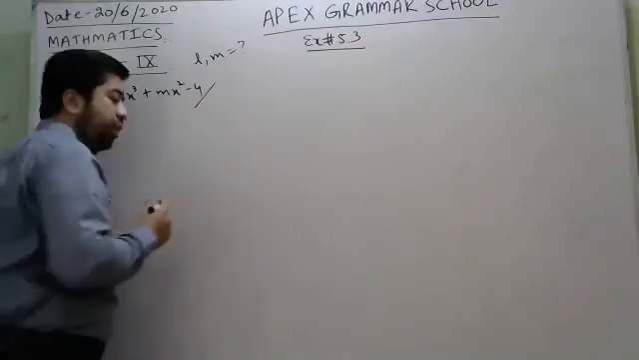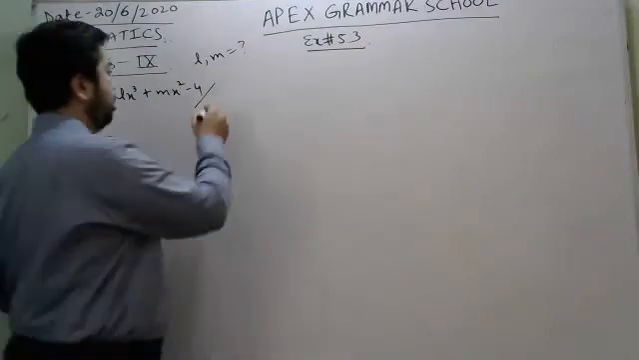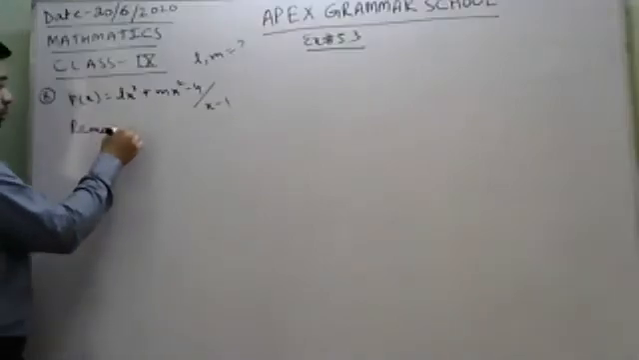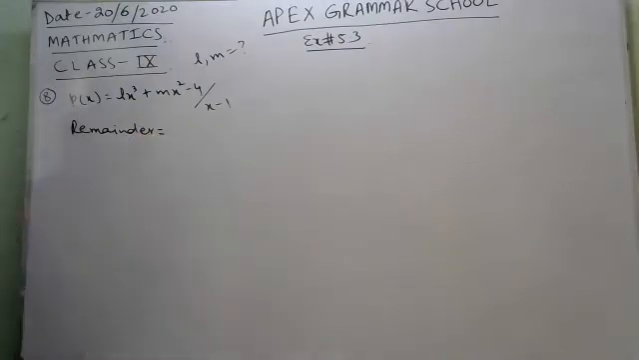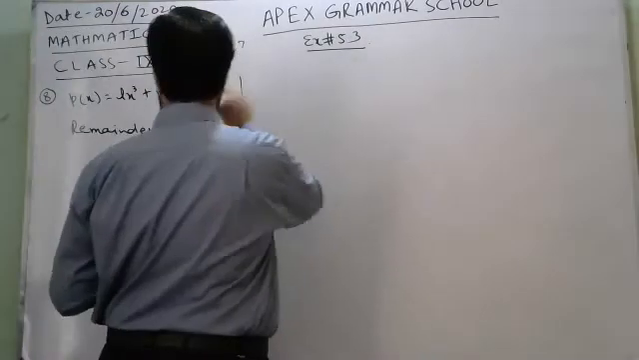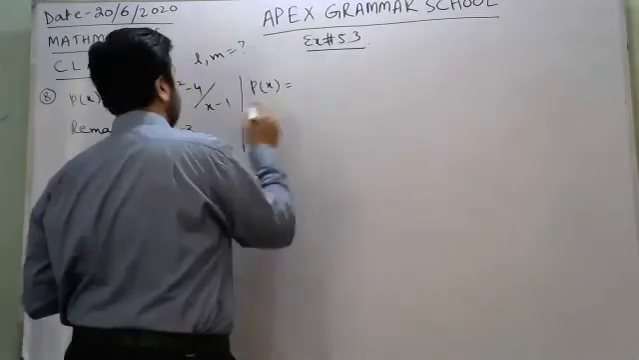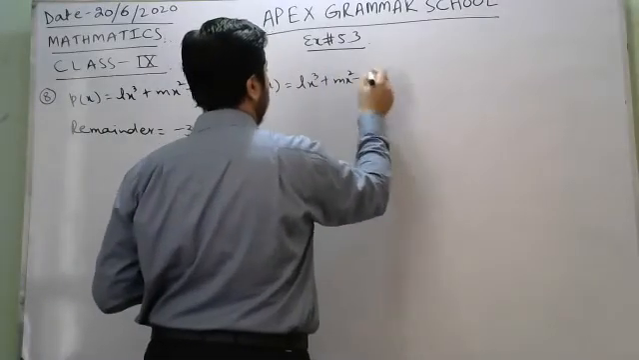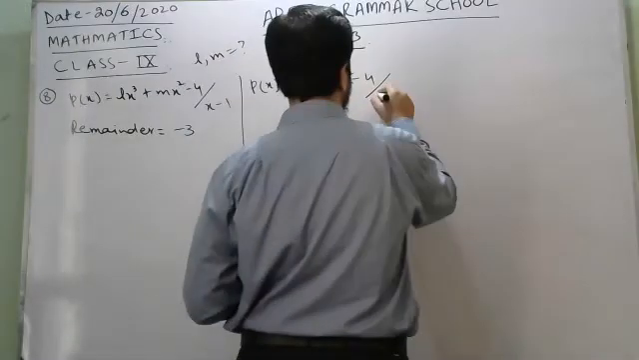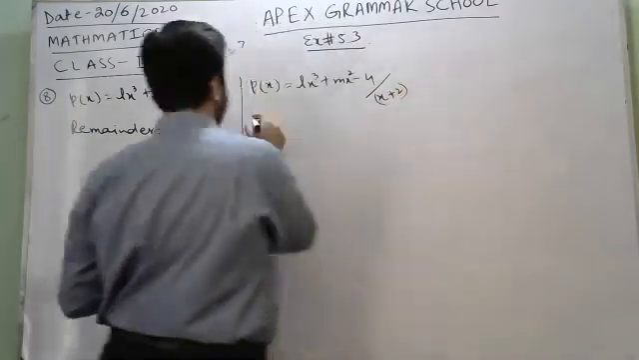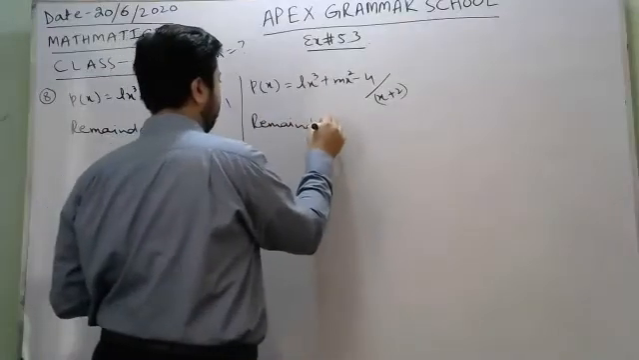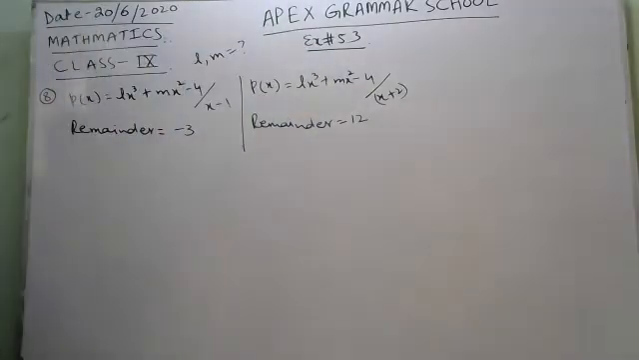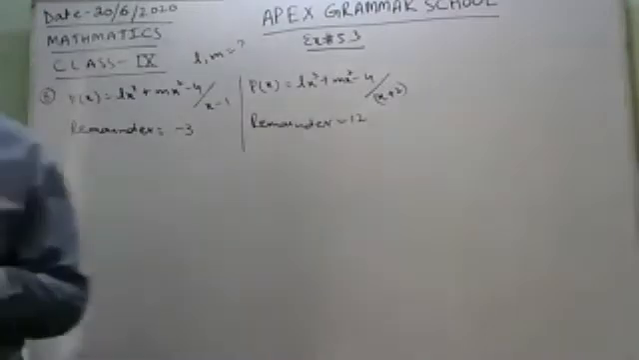This will be divided by the first divisor, that is x minus 1, and that makes the remainder, what will be the first remainder? Minus 3. And on the other side, again this polynomial, when it is divided by x plus 2, will give you this remainder. For this situation, you have to find the values of L and M.